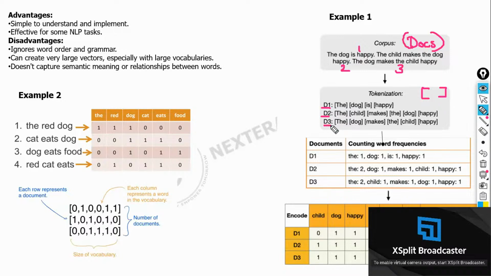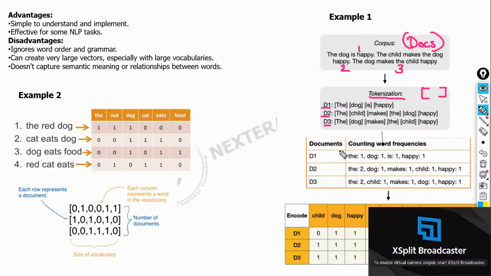Now let us talk about document 3. I'll use the same approach, the third document, and let us tokenize it. The dog makes the child happy. So are we done with tokenization? Yes, we are done. What is the next step? Tokenization is done. Now go and count the word frequencies in each and every document.